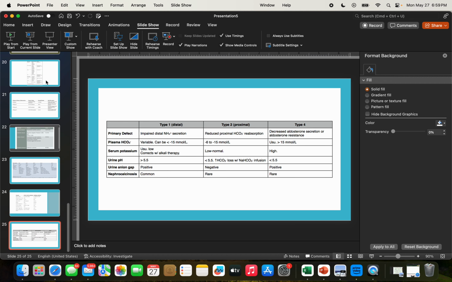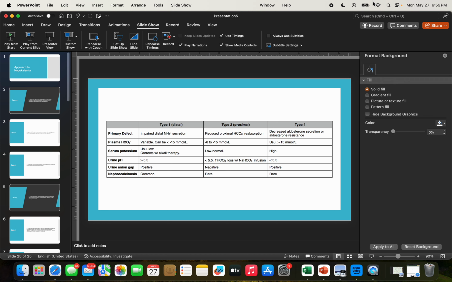One more thing, for Liddle syndrome, we use amiloride for the management of Liddle syndrome. So you can give amiloride or something, an ENaC channel inhibitor, for the treatment of Liddle syndrome. So that is Liddle syndrome.